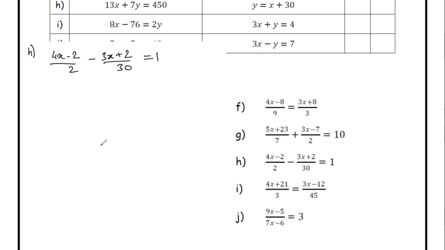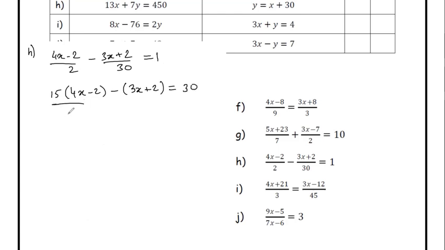Okay, so between 2 and 30, the common multiple is 30, 60, 90, and so on. So we are looking at the least common multiple. So that's 30. We multiply 30 throughout. So what we end up getting is 30 by 2, which is 15 times 4x minus 2, minus 30 and 30 cancel. So you got, put it in bracket, 3x plus 2, which is equal to 30 times 1, which is 30.